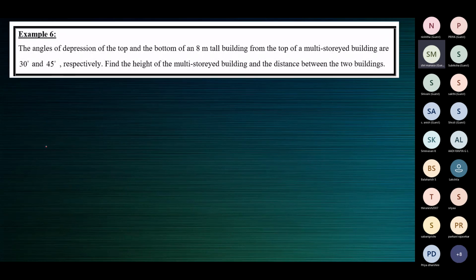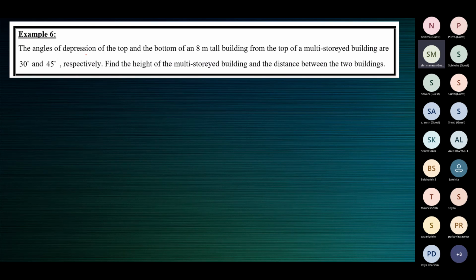So here in this question, we have two tall structures. We have one multi-storied building and the other is simply the building. I'm reading again, the angles of depression. So from somewhere, we are looking down. It's not angle, it's angles. The angles of depression. So we are looking at two things.